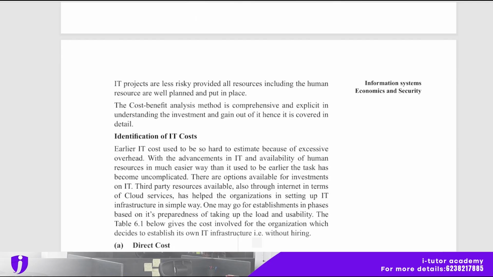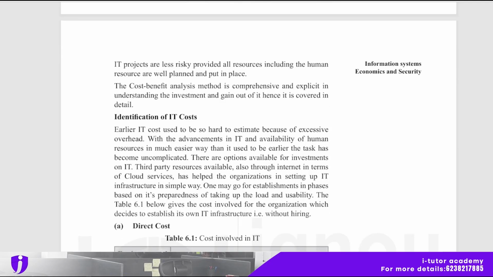And identification of IT cost. Earlier, IT costs used to be so hard to estimate because of excessive overhead, and with the advancement in IT and availability of human resources in a much easier way than it used to be earlier, the task has become uncomplicated. There are options available for investment on IT. Third party resources available through the internet in terms of cloud service have helped organizations in setting up IT infrastructure in a simple way. And one may go for establishment in phases based on its preparedness of taking up the load and usability.